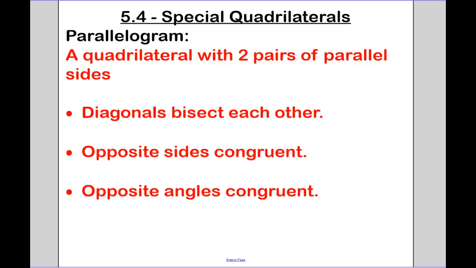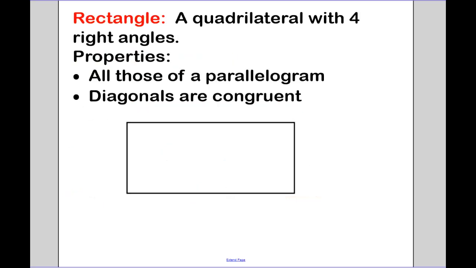So another special quadrilateral is a rectangle. And a rectangle is a quadrilateral with four right angles. So this is the definition of a rectangle. So if you want to prove something's a rectangle, you have to use this definition or another theorem that we're going to talk about in a minute.